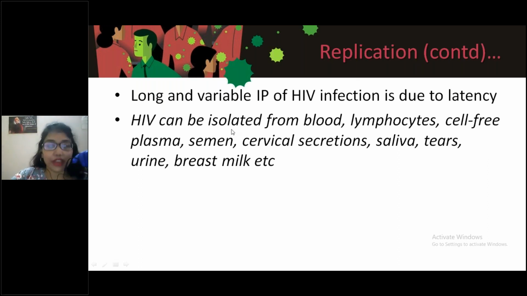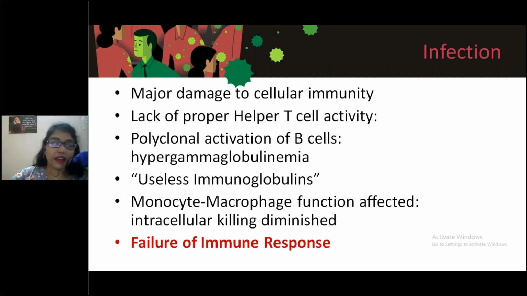HIV can be isolated from blood, lymphocytes, cell-free plasma, semen, cervical secretion, saliva, tears, urine, breast milk, etc. So it will go on producing for years together. And because there is major damage to the cellular immunity, and because of lack of proper T helper cell activity, there is a polyclonal activation of the B cells, and there is hypergammaglobulinemia. A lot of immunoglobulins are produced, but these immunoglobulins are useless.